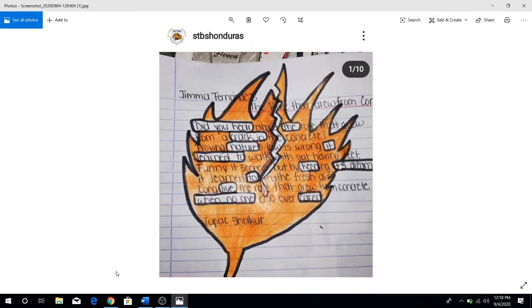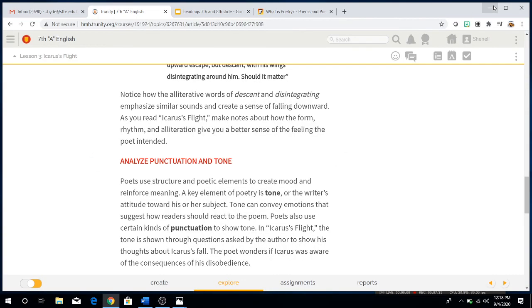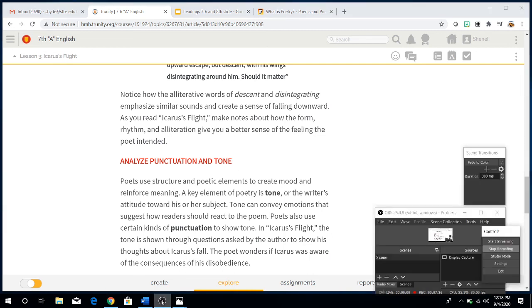Here's an example from a student I had last year, and based on what she did here, she did an image based on that. So you don't necessarily, like I said, have to do black and white. You don't necessarily have to black it out. Let your creativity flow, and let's see what kind of poem you guys present to me.